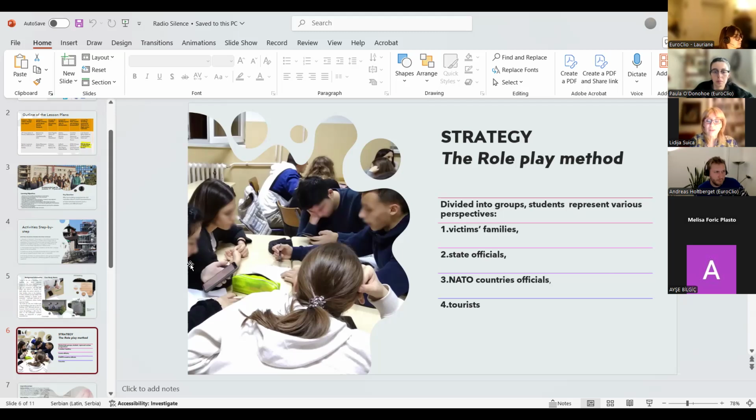The group of state officials, however, struggled the most, as they couldn't come up with a convincing argument as to why, even 25 years later, the institutions hadn't established an official memorial, especially considering that many other monuments had been erected in the meantime.